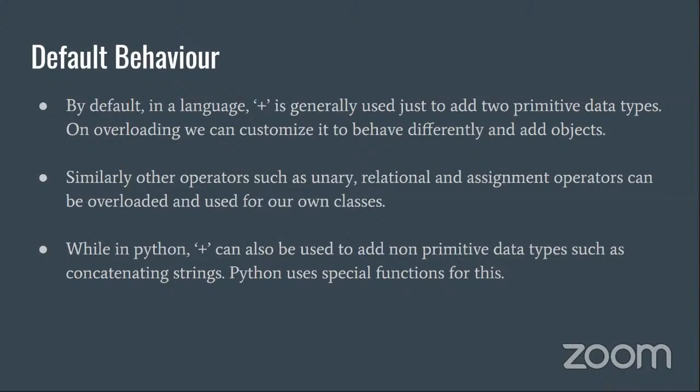While in Python, plus can also be used to add non-primitive data types such as concatenating strings. Like if there is the string Vipul and one more string Chendu, if we just add those two strings, we will get Vipul Chendu. Python uses special functions for this. So let's get into the next slide.